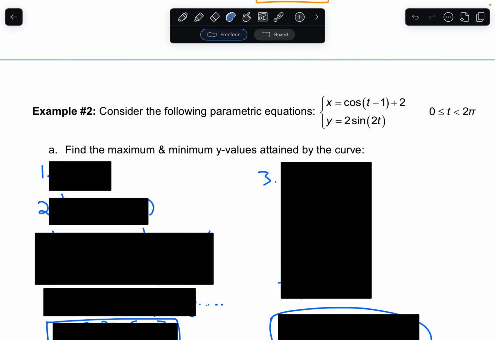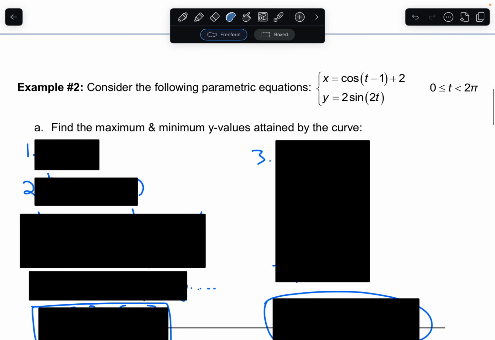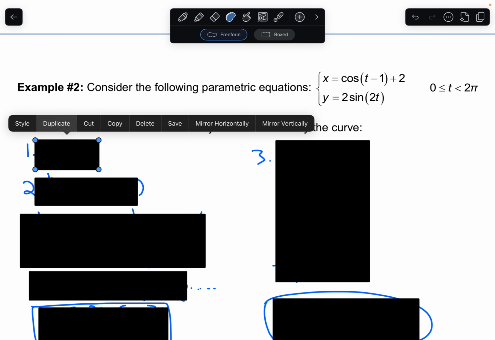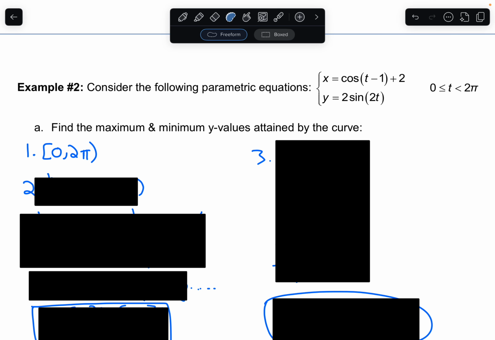Okay, so let's keep going. Example 2, same idea. We have a new parametric equation here. Find the maximum and minimum y values attained by the curve. So first thing I like to do is delete. There we go. What is my domain for t? Step 2, again, this is max and min y values, and so I need to find dy dt. A little bit of chain rule, nothing too crazy there.